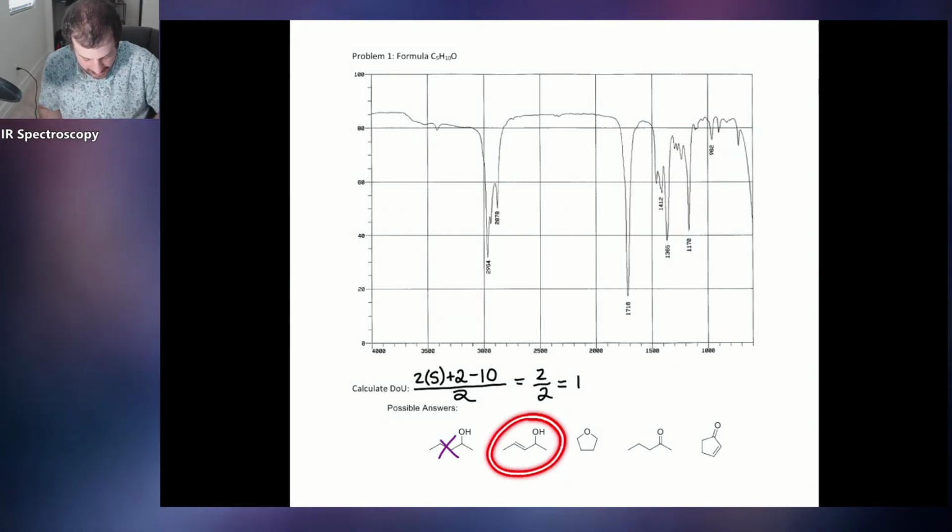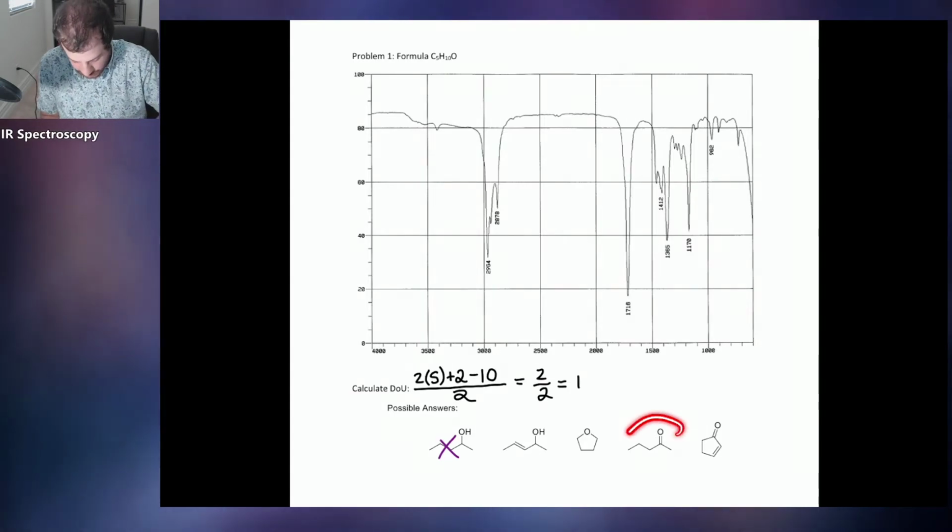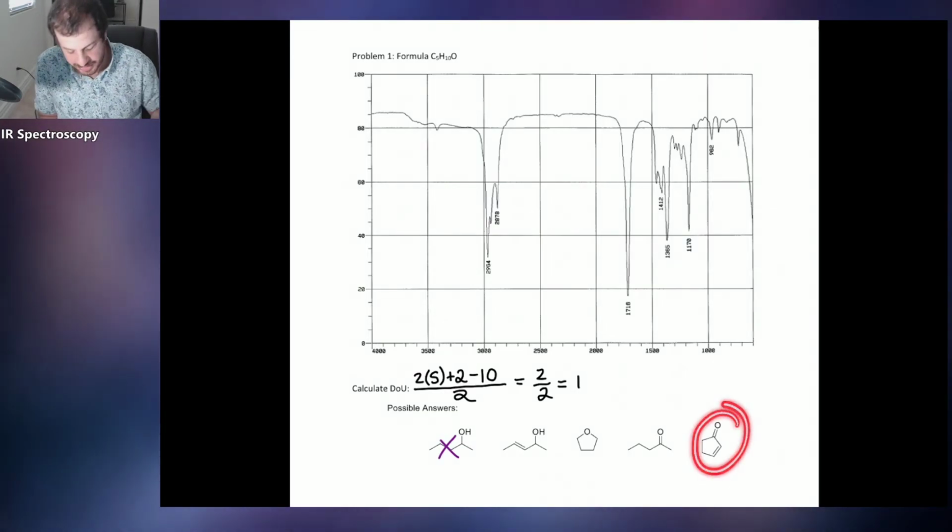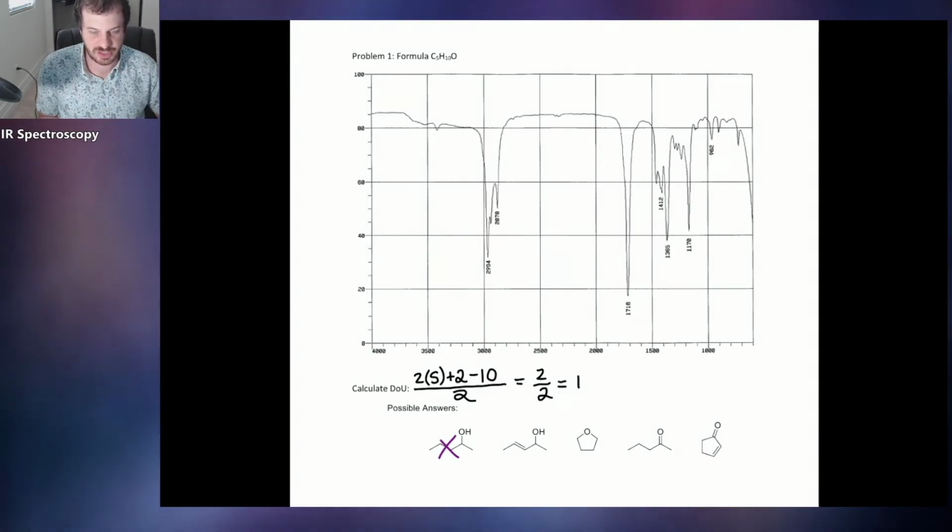Next compound here, it has 1 pi bond and no rings. So it does have a degree of unsaturation of 1. So that is a possible candidate. Next up here, this has no pi bonds, but it has 1 ring. So it has a degree of unsaturation equal to 1. So that is also a candidate. This one here has 1 pi bond, but no rings, so it's also a degree of unsaturation of 1, so that's also a candidate. The last one here has 2 pi bonds plus 1 ring, so that's a degree of unsaturation of 3. That is not a candidate. So it's going to be between 2, 3, or 4 for our options.